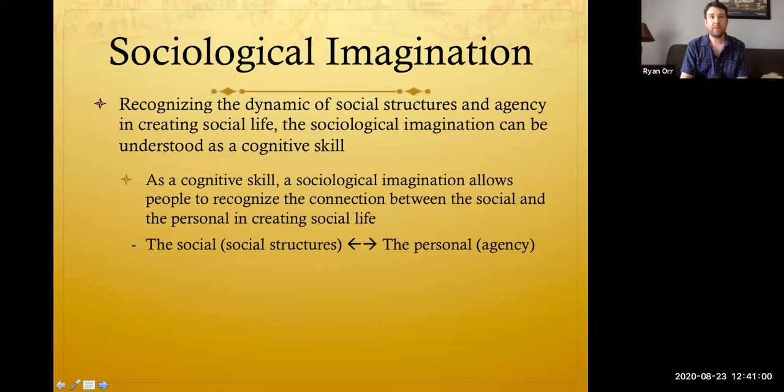And you think about it basically as a way of thinking. You think about the sociological imagination as a cognitive skill that allows you to see how social structures shape agency, how the social influences the personal, and the back and forth between the two. Ultimately, that dynamic produces social life as a whole.